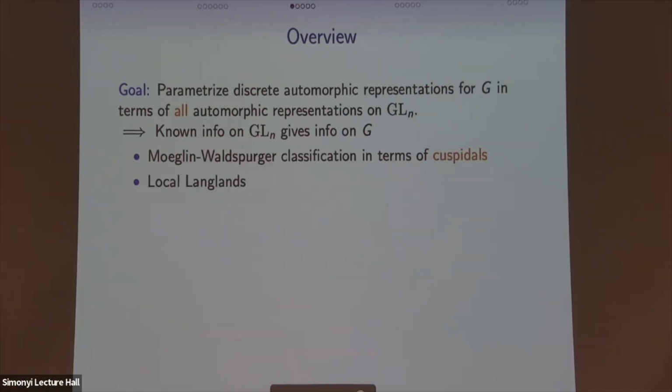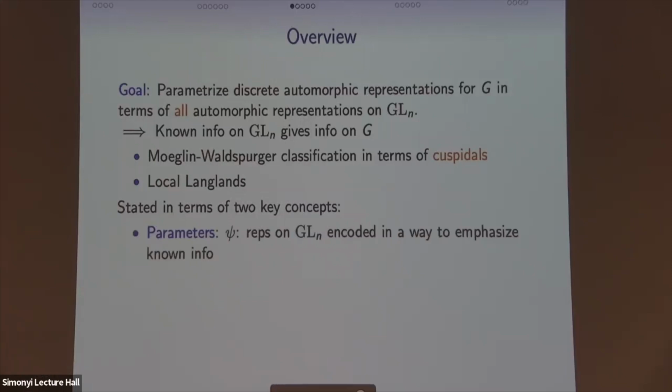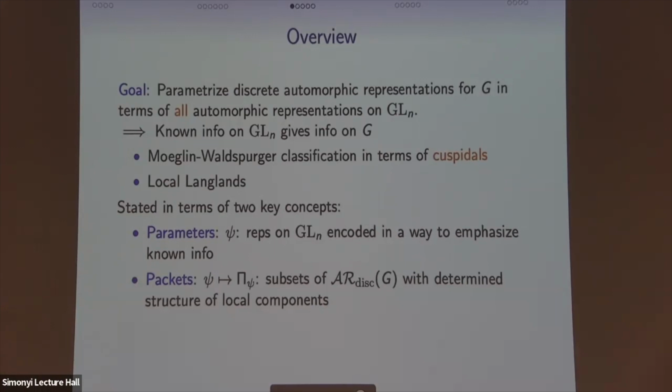So you can transfer both these powerful results on GLN and get some kind of nice classification results for automorphic representations on G. The endoscopic classification is usually stated in terms of two key concepts. The first concept is things called parameters. Parameters are basically automorphic representations on GLN, but they're encoded in a certain special way that emphasizes this already known information. The next key concept is a packet. Every parameter gives you a packet of automorphic representations on G, and this is some subset of the discrete automorphic representations, and there's a lot of information on the specific local components of this subset.